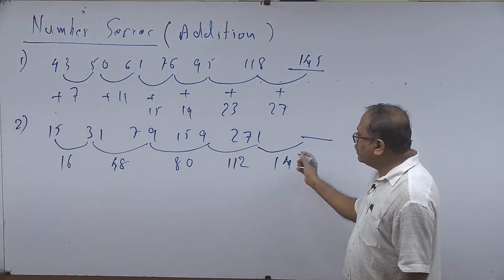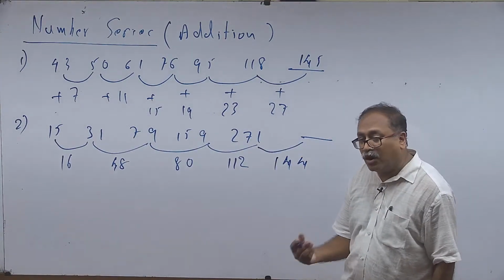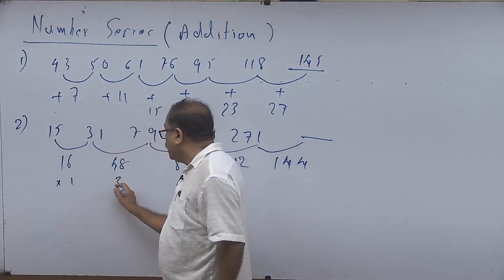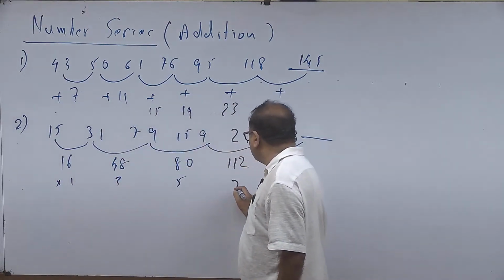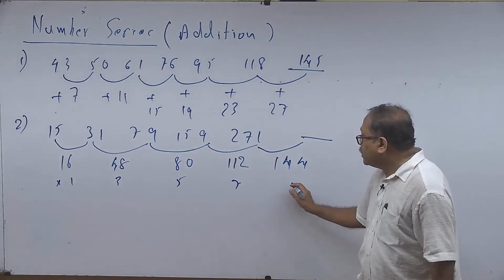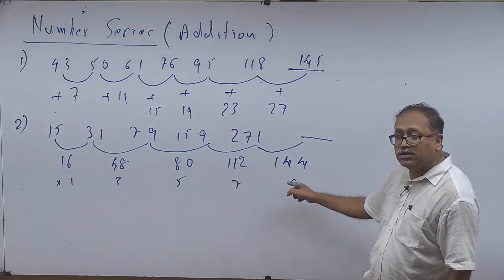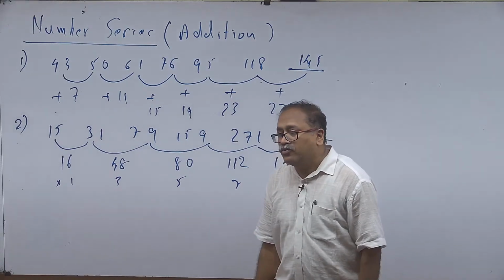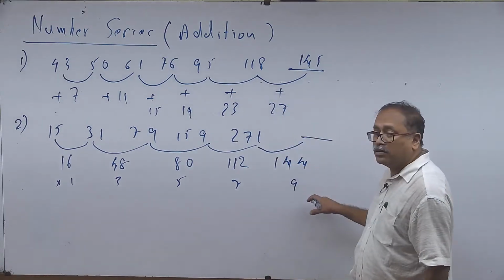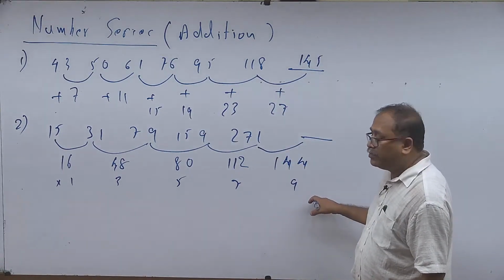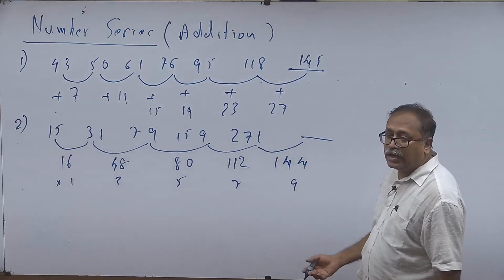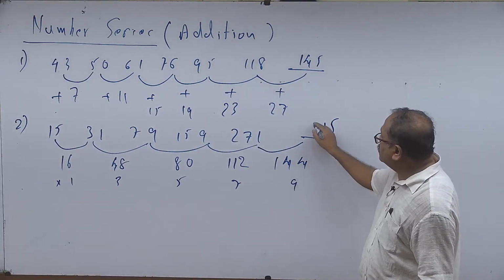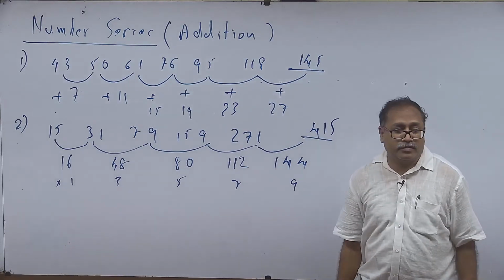144. So add 144 in order to get it, or else we had the logic that 16 into 1, 16 into 3, 16 into 5, 16 into 7, then 16 into 9, because we are moving on odd numbers. So 16 into 9, that's 144. Now add 144 here, the answer is ready here. So 4 plus 1 is 5, and 11 carry 1, and 3 and 1 is 4.